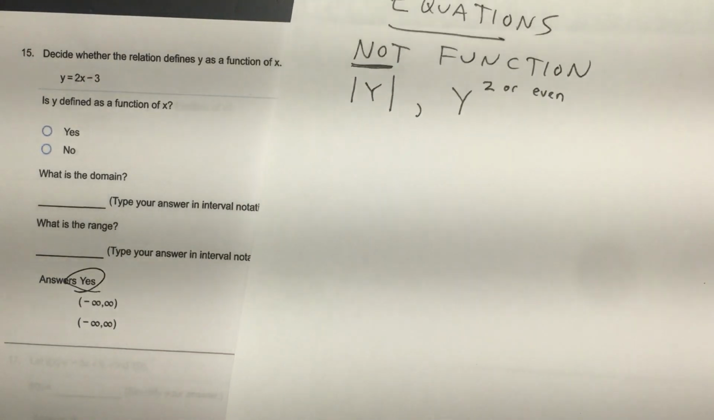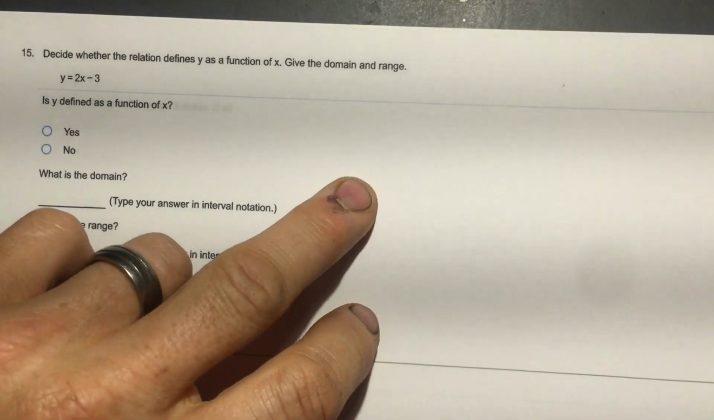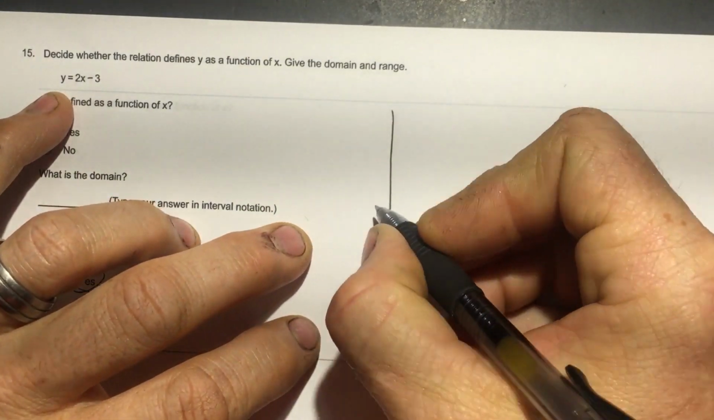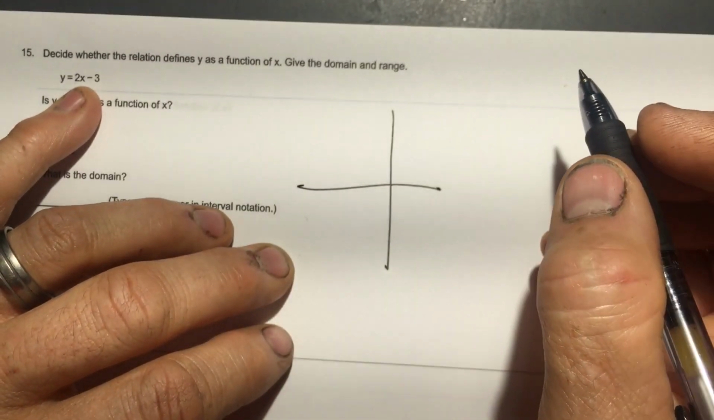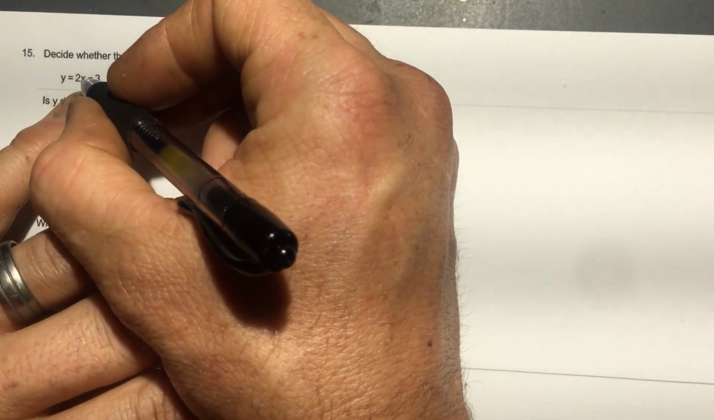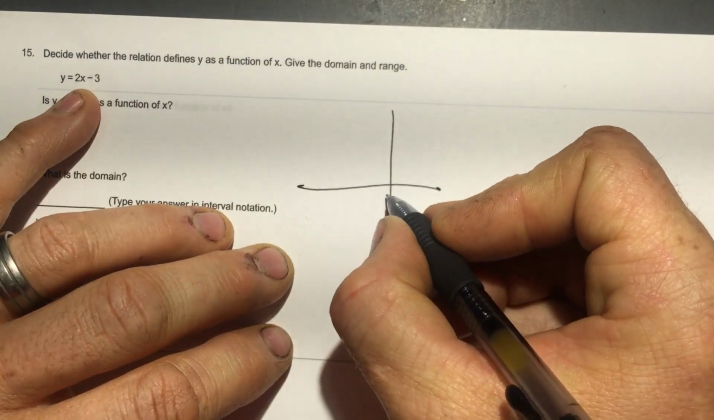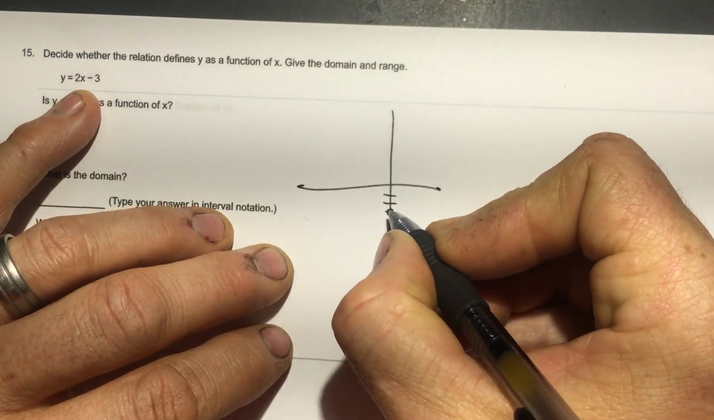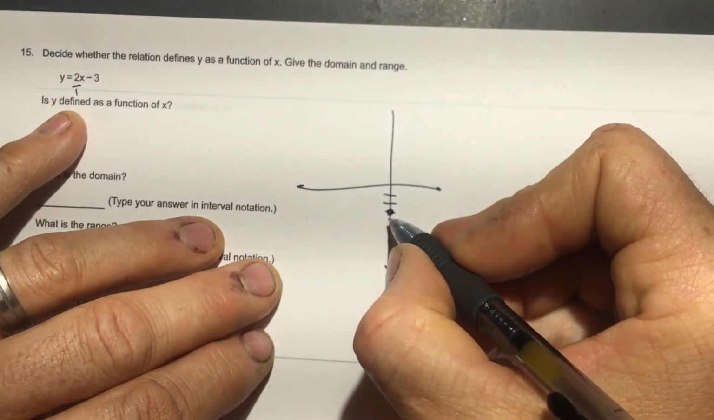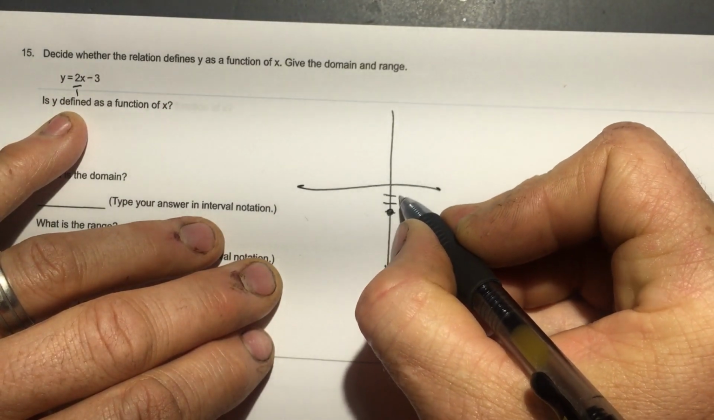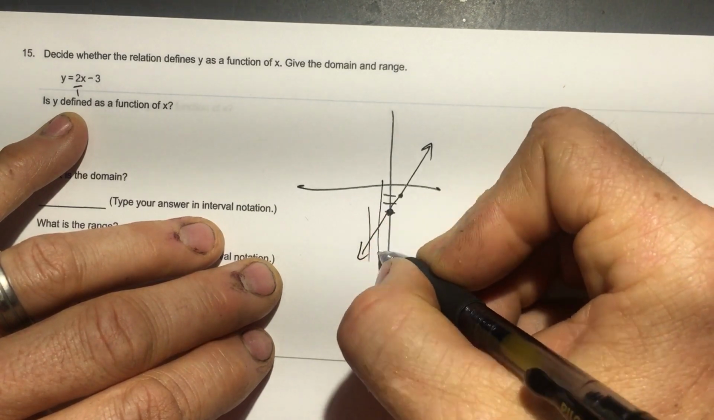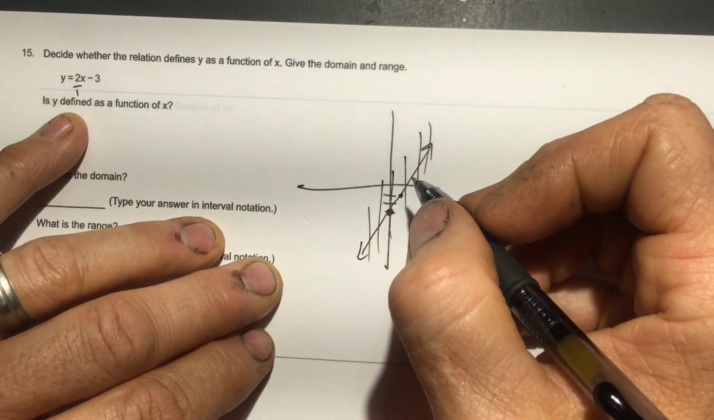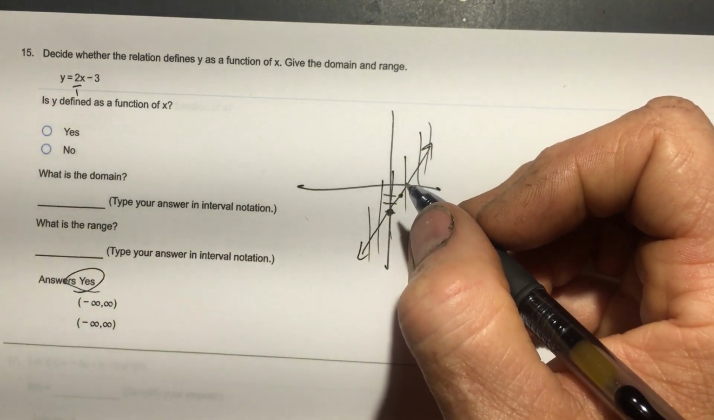Well, if you consider the graph of this, this is 2x minus 3. This is just a plain line. I've got negative 3, which is where it crosses, and the slope is 2 over 1. So it goes up 2 and over 1 like this. So this is a line. And if I look at my vertical line test, I will only touch it one time. So yes, it is a function.